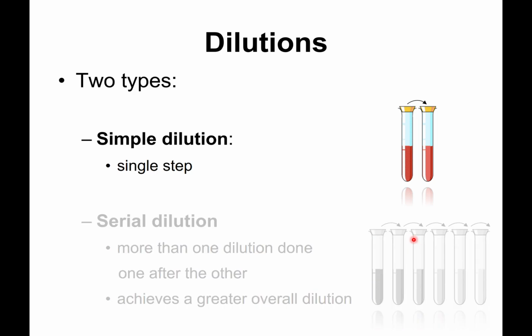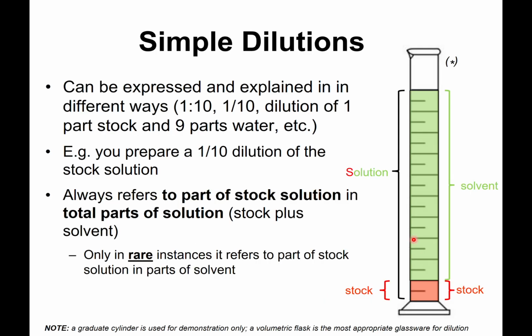Starting from the simple dilution. So simple dilutions, first of all, can be expressed in different ways. It's always based on a ratio, such as 1 to 10 or 1 over 10. This means the same thing. No matter what way they are referred to, like, can you prepare a 2 in 10 dilution or 2 to 10 dilution, whatever way you express it, this number always refers to the same thing, which is basically the parts of stock solution that you have over the total parts of solution, not the solvent.